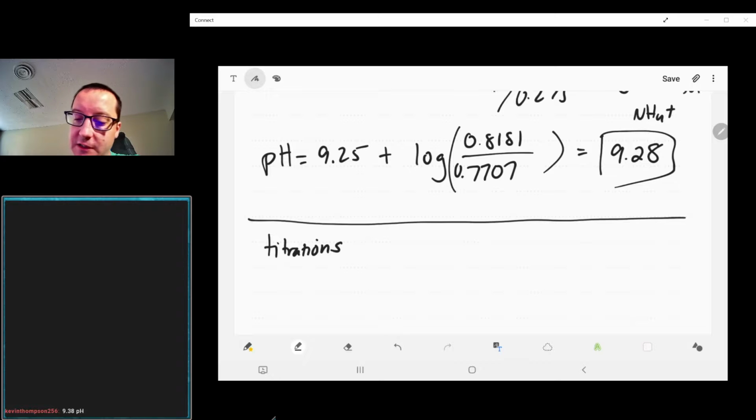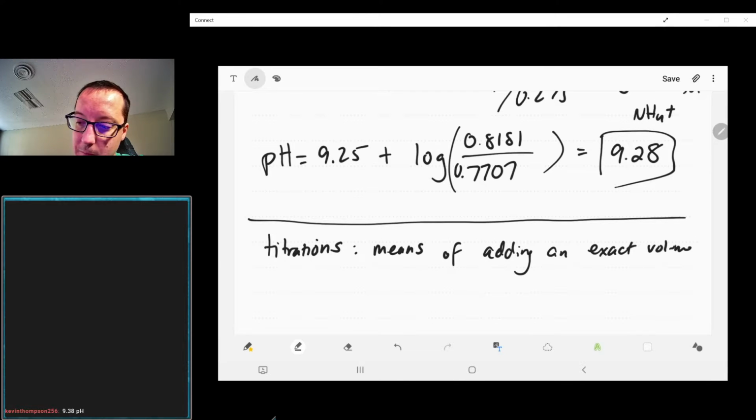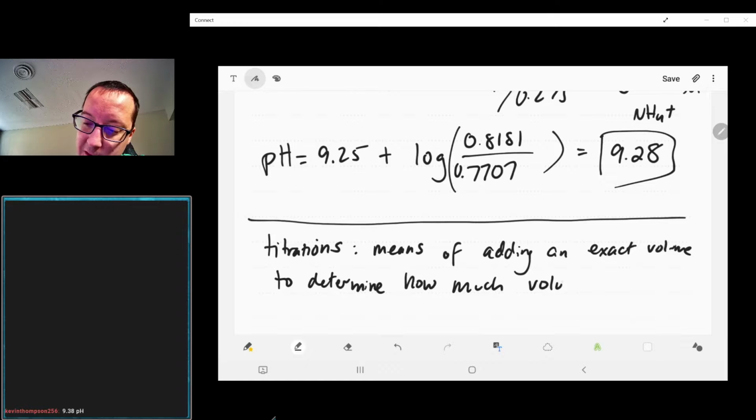So titrations are technically just a means of adding an exact volume to determine how much volume is needed to react.